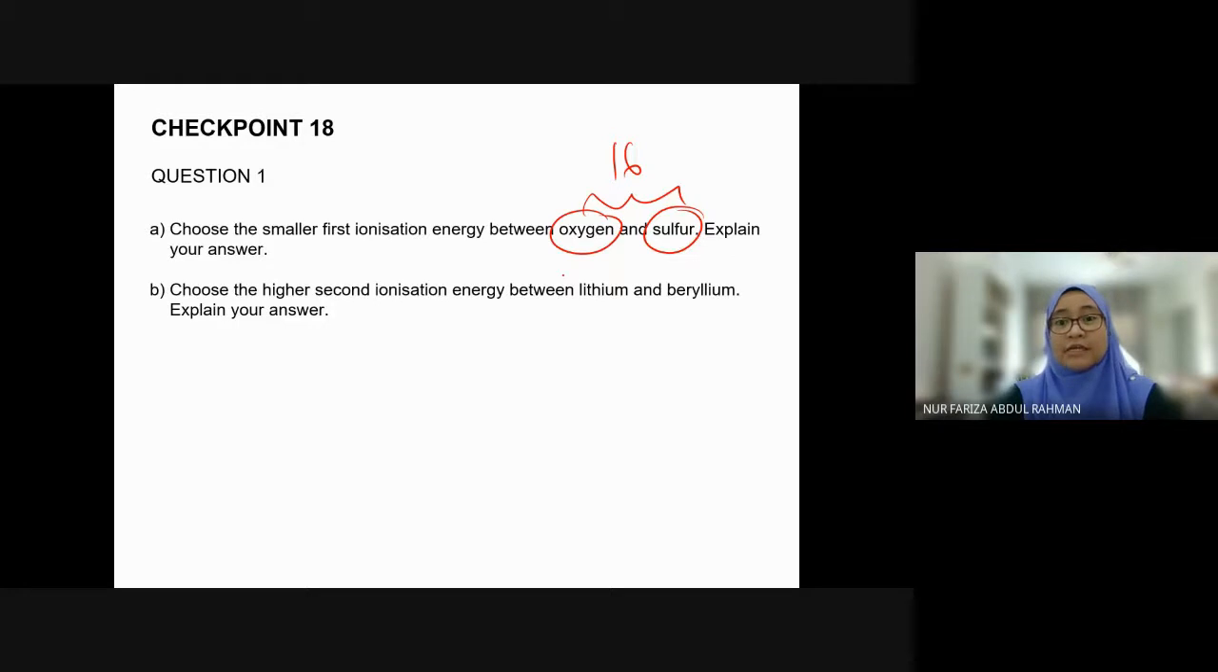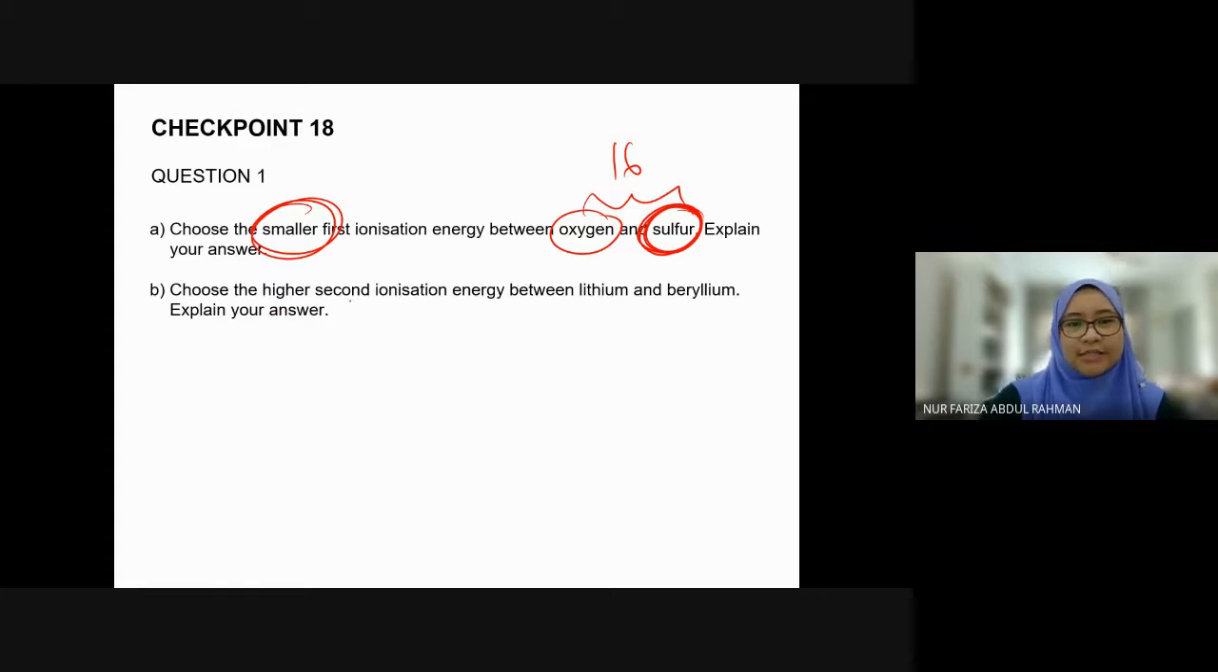And because of the increase in n, the size become larger, betul tak? The shielding effect, the size become larger. That means the attraction is now weaker. Okay, so that's why the IE is lower for sulfur, because they're going down the group. The n increases, the size increases, the attraction become weaker. Therefore, lower ionization energy, smaller ionization energy.